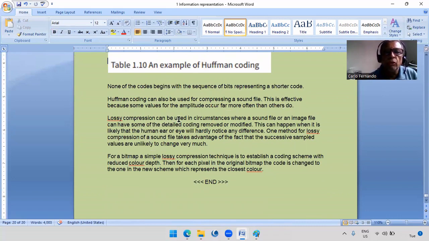Lossy compression can be used in circumstances where a sound file or an image file can have some of the detailed coding removed or modified. This can happen when it is likely that the human ear or eye will hardly notice any difference. One method for lossy compression of a sound file takes advantage of the fact that successive sample values are unlikely to change very much. That's another one, apart from the earlier things that we said.